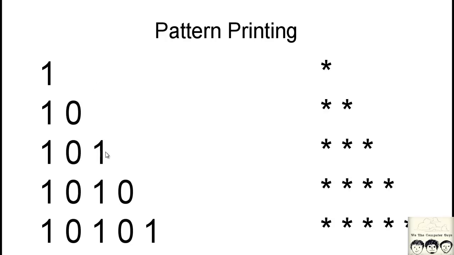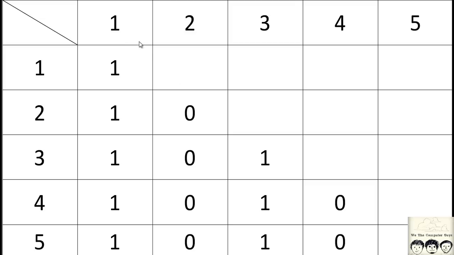So you can see that this pattern has numbers. Now if you replace these numbers with the stars, you'll get back the same pattern. So let's look at how this pattern looks. Now we are looking at something like this. You can see that the left side is for the rows and the top is for the columns.